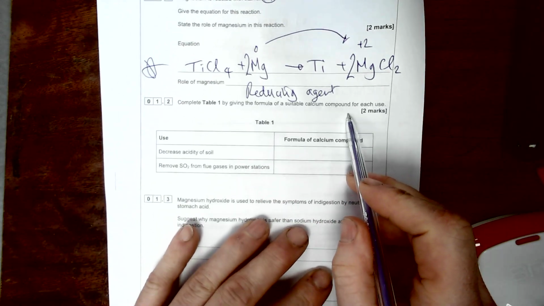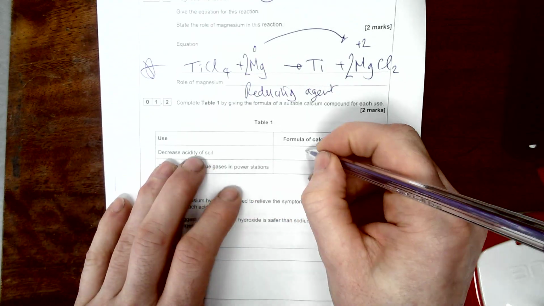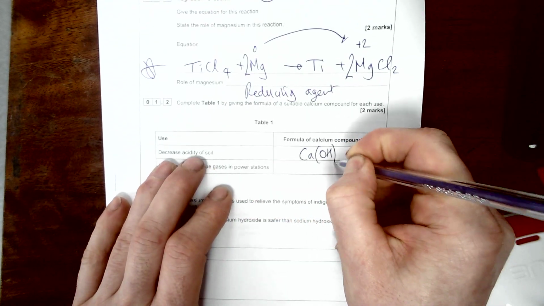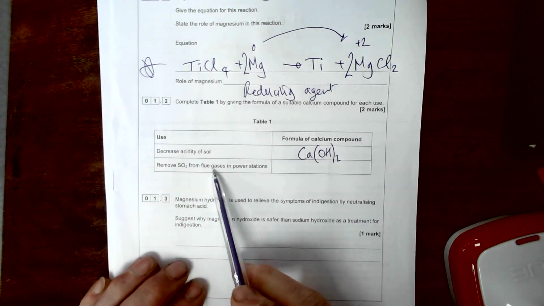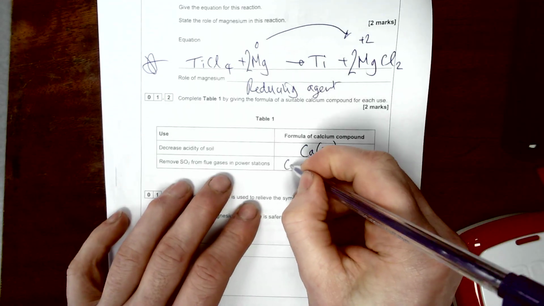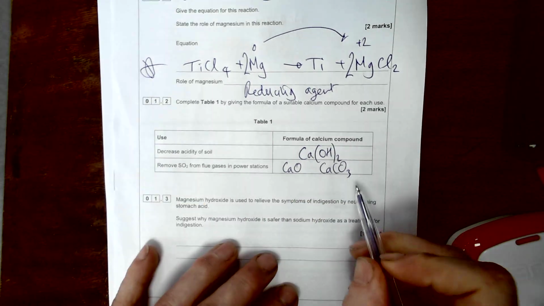Calcium compounds for each use, so you do need to know the uses of calcium compounds. The one that we use to decrease the acidity of soil is calcium hydroxide. You just need to know it. It's in your notes. And then to remove SO2 from flue gases in power stations, you could either have had calcium oxide or CaCO3. Either of these are correct.